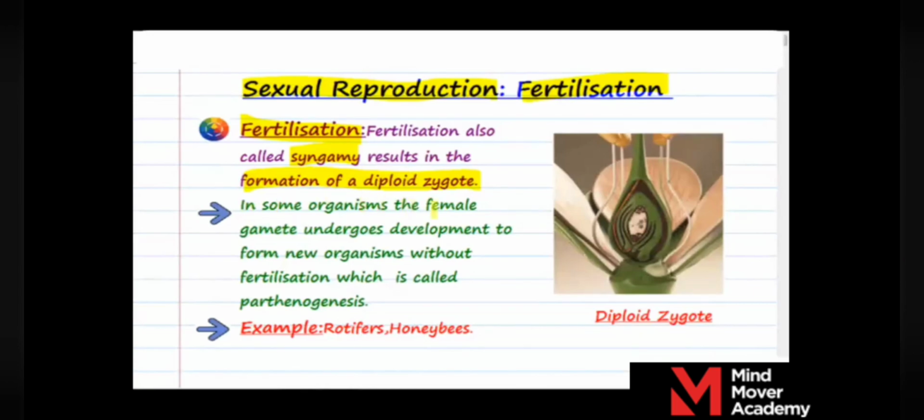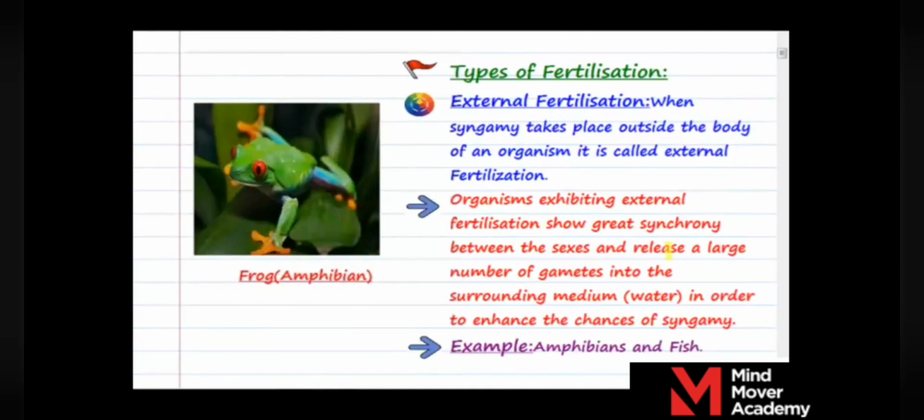In some organisms, the female gamete undergoes development to form new organisms without fertilization, which is called parthenogenesis. So there is another process known as parthenogenesis, in which a new organism is formed from the female gamete without fertilization taking place. Examples of such organisms are rotifers and honeybees. Here in this image, you can see a diploid zygote, that is the one which has 2n number of chromosomes, being shown in the flower. So that was the general definition of fertilization and parthenogenesis.